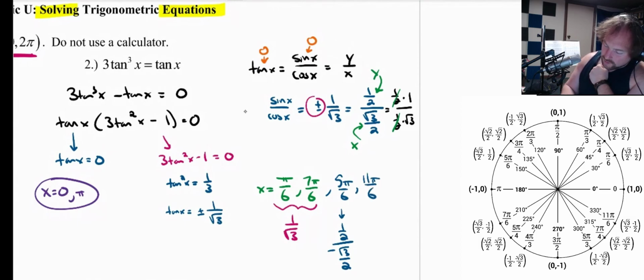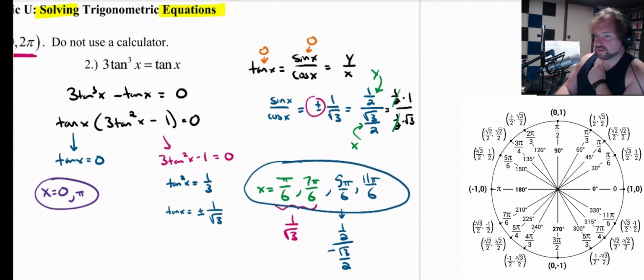So there are 4 answers to this question, I believe. We have 0 and pi from tangent equals 0, and we have those 4: pi over 6, 7 pi over 6, 5 pi over 6, and 11 pi over 6. I suppose you could put them in order if you wanted to be a nerd, but who cares?